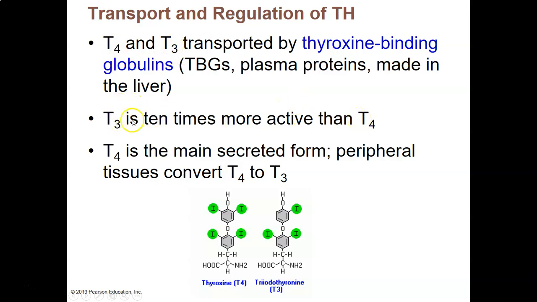T3 is 10 times more active than T4. This is the actual active form. T4 is not so active, but it's the main secreted form. So four iodides on here is how it comes out from the thyroid gland for the most part into the blood. And in the target tissues, there are enzymes that can remove one of these iodides. And we wind up with this very potent thyroid hormone that can operate on receptors in that tissue.